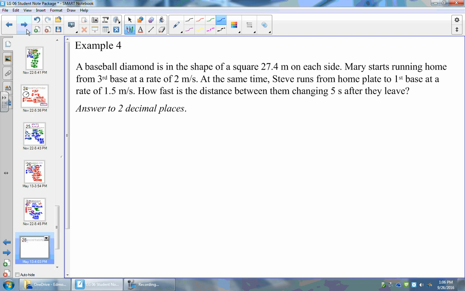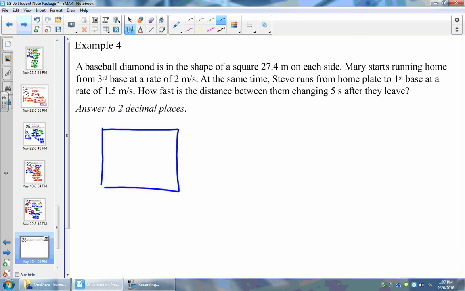Example number 4 is talking about a baseball diamond. The baseball diamond is in the shape of a square, 27.4 meters on each side. Mary starts running home from third base at a rate of 2 meters per second. At the same time, Steve runs from home plate to first base at a rate of 1.5. How fast is the distance between them changing 5 seconds after they leave?